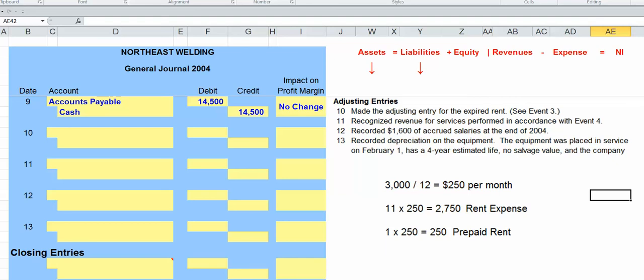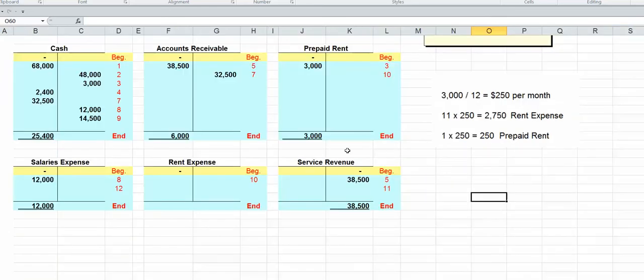Let's go ahead now and take a look at our T accounts for both prepaid rent and rent expense. In looking at our T accounts, we can see our rent expense for the year currently is 0, and yet the balance should be $2,750. And the balance in prepaid rent is $3,000, and we can see the balance should be $250.